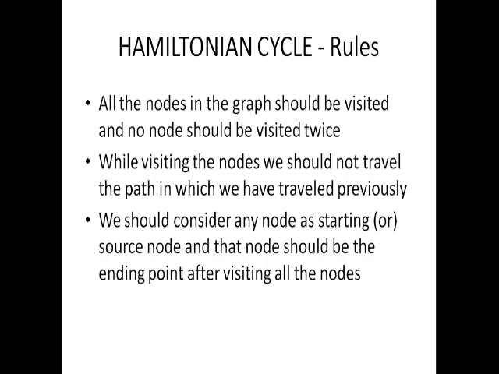Next, while visiting the nodes, we should not travel in the path we traveled previously. We should consider any node as a starting or source node, and that node should be the ending point for all the nodes. For example, A node is the starting node, and we should visit all the nodes, and the ending node should be the A node. While reaching the ending node, we should not visit the nodes which we have visited previously. A cycle should be formed.